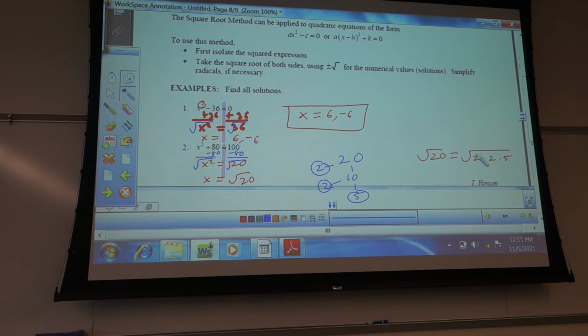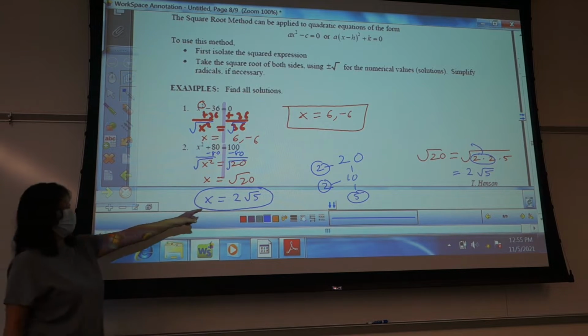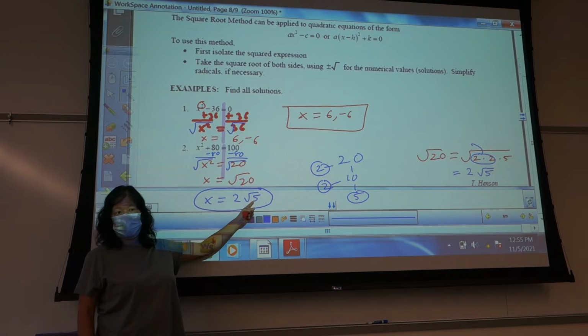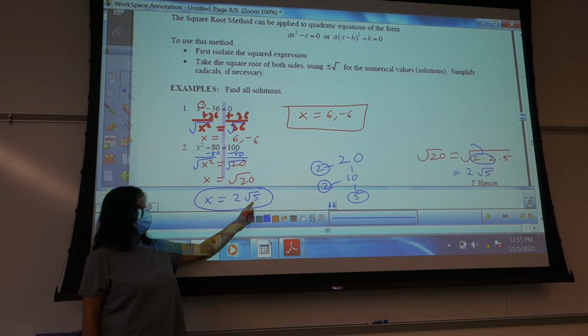You 2 are breaking out. You make 1 on the outside. He's all by himself. So I'm left with 2 on the outside. The 5 is still inside jail. Everybody got that? So x equals 2 times the square root of 5. That's your answer. You don't have to worry about the plus minus because you have a square root. As long as you have a square root, that's automatically plus minus. Does everyone kind of follow? Okay.